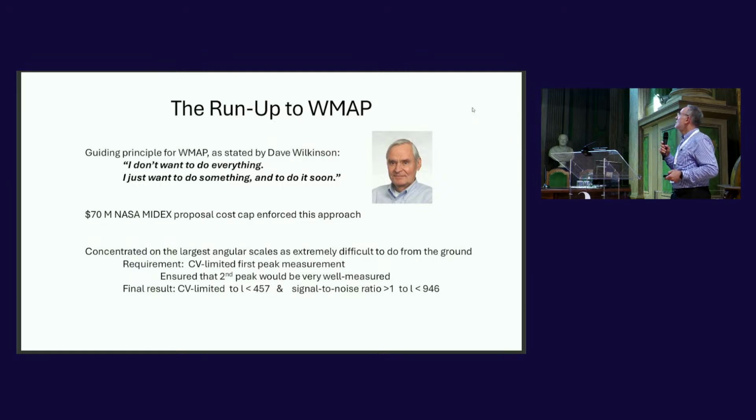The idea that the science team had was to concentrate on the largest angular scales that are still sub-horizon, and that was translated into the language of measuring the first acoustic peak to the cosmic variance limit. But we knew from our simulations that if we did that, we would measure the second peak extremely well and do okay on the third peak. And in the end, in the final result, we were cosmic variance limited to a multipole moment of 457. And we had a signal to noise greater than 1 all the way out to almost 1,000.